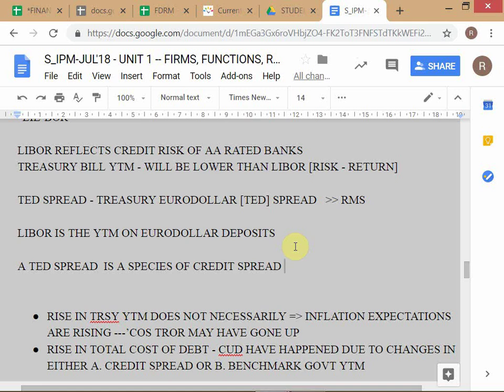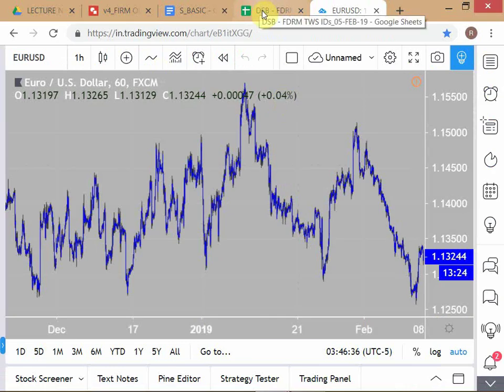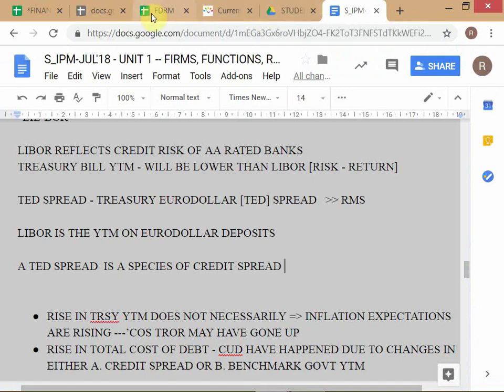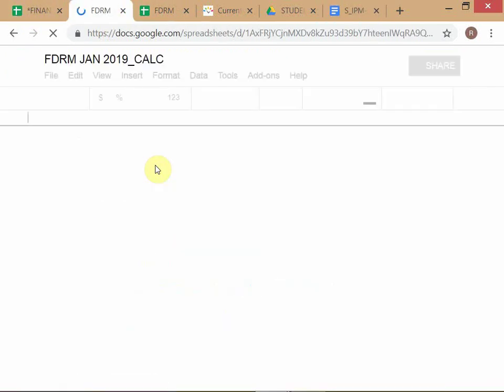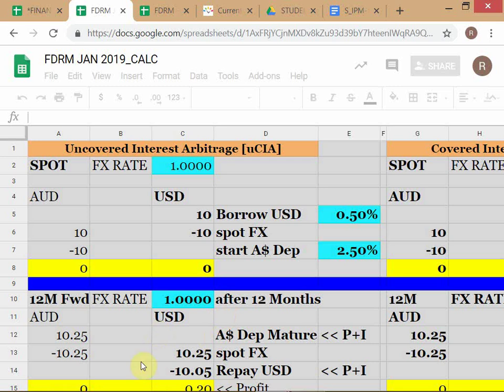But the total cost of LIBOR, suppose 3-month LIBOR is, let's just do it here to make it a little easier for you guys. The calc file will come up. So we just add one more sheet here.